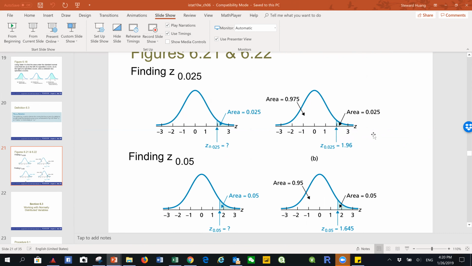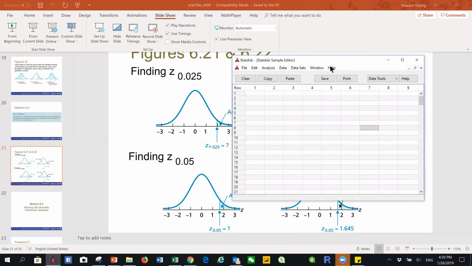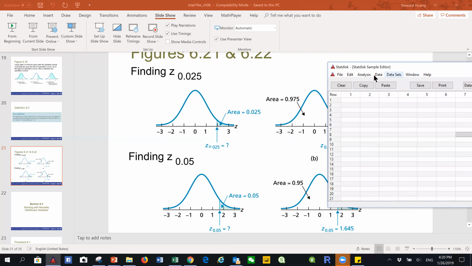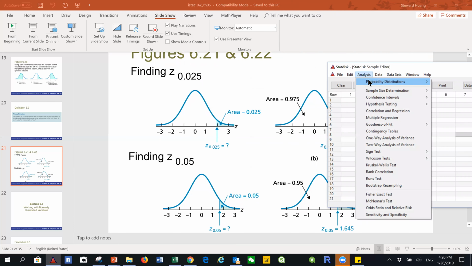So how do we calculate this value? We can calculate this by using StatDisk. You click on Analysis, and you see Probability Distribution, using Normal Distribution.